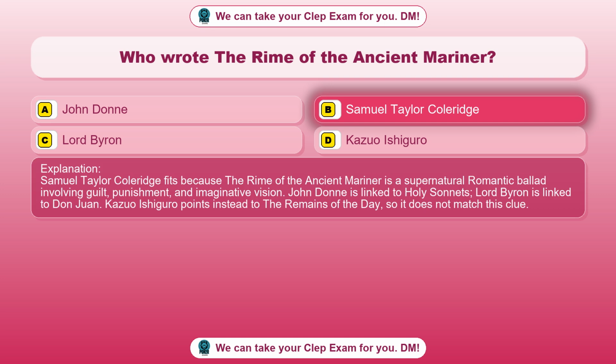Samuel Taylor Coleridge fits because The Rime of the Ancient Mariner is a supernatural romantic ballad involving guilt, punishment, and imaginative vision. John Donne is linked to Holy Sonnets, Lord Byron is linked to Don Juan. Kazuo Ishiguro points instead to The Remains of the Day, so it does not match this clue.